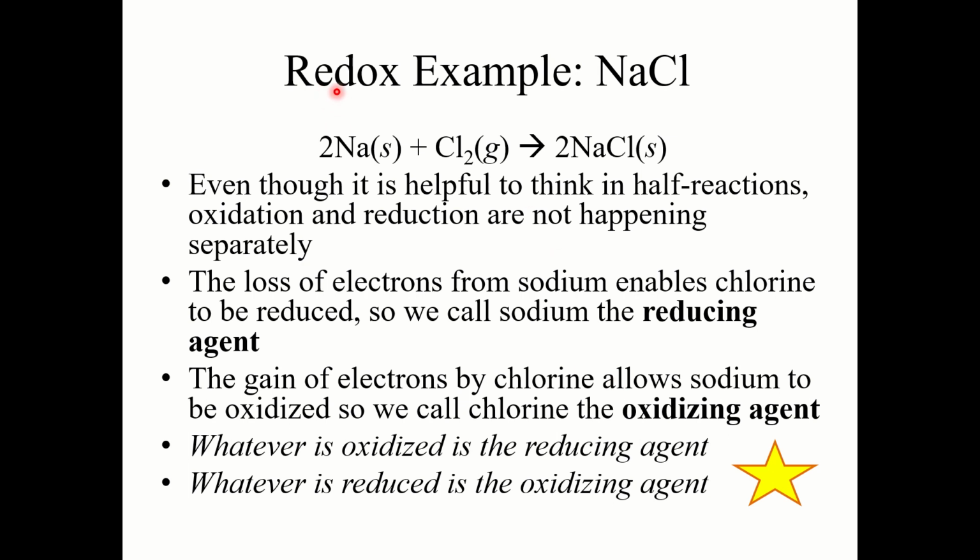Now, even though it is helpful to think in half reactions, the oxidation and the reduction are not happening separately. They're really happening at the same time. It's the loss of electrons from sodium that enables chlorine to be reduced. So we call sodium the reducing agent. It's also the gain of electrons by chlorine that allows sodium to be oxidized. So we call chlorine the oxidizing agent, right? They work in tandem with one another. You can't have one without the other. So whichever species is oxidized is also the reducing agent. Whatever is reduced is the oxidizing agent.